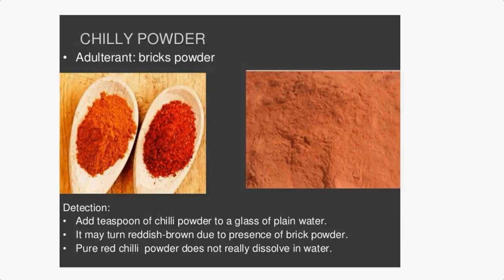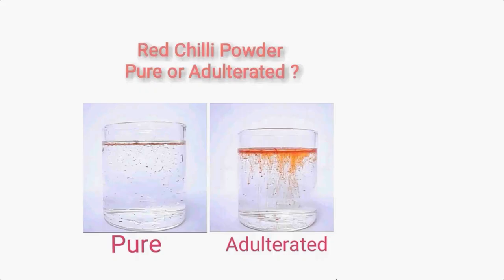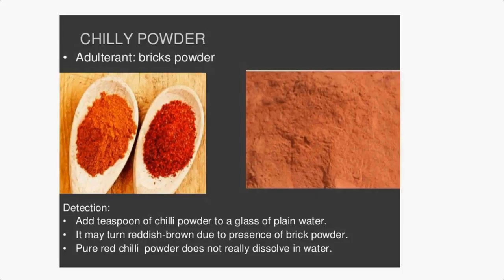Next, look at the picture, children, at how the chili powder is getting adulterated with brick powder. So how can you find out whether the chili powder is adulterated or pure? Add a teaspoon of chili powder to a glass of plain water. It may turn reddish brown due to the presence of brick powder. Pure red chili powder does not really dissolve in water.